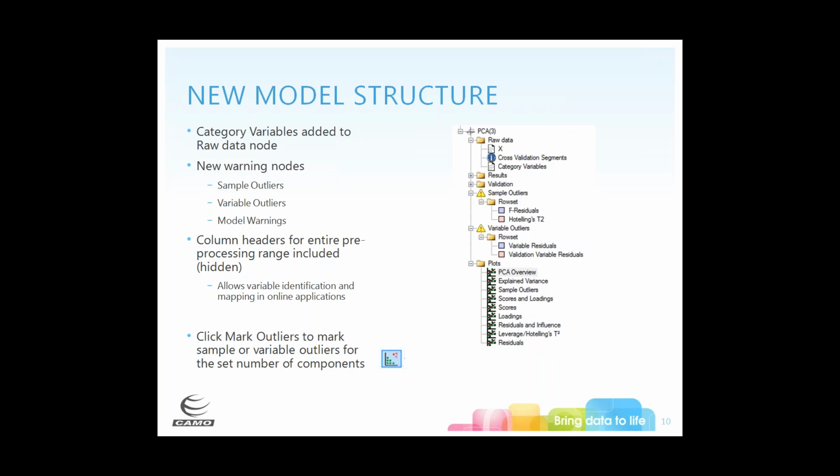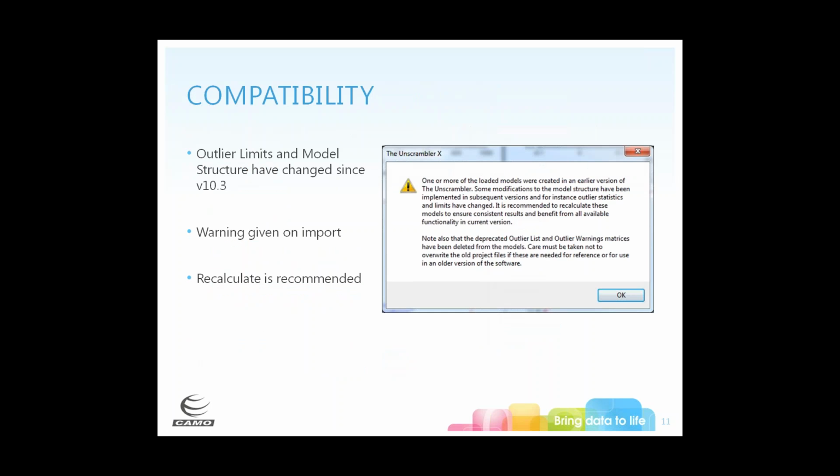It's hidden anyway. And also just a tip that, of course, these outliers that are listed here, they will be marked if you, in a scores or loading plot, click the Mark Outliers button. It will only list those that are marked for the set number of components, which is the number of components that Unscrambler automatically suggests, unless you change it.